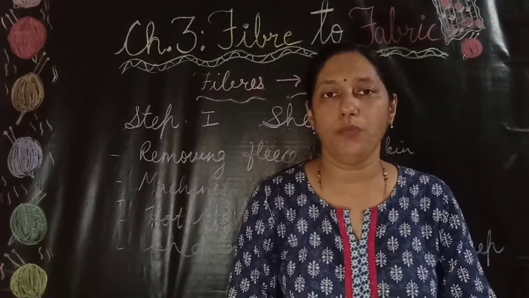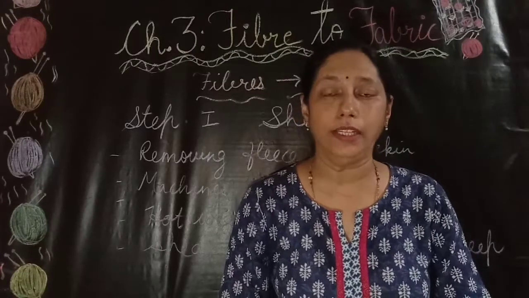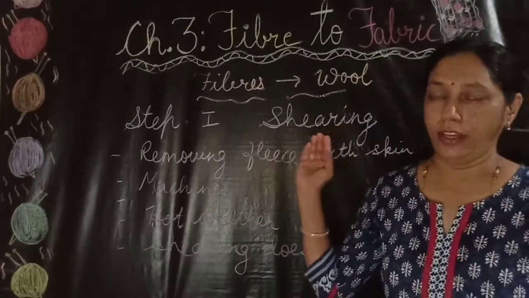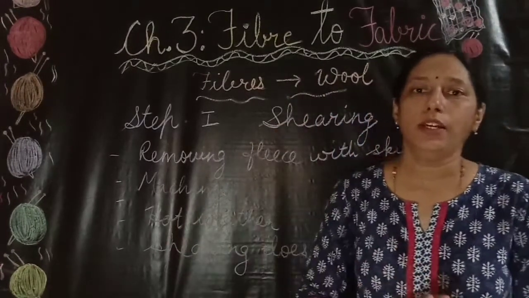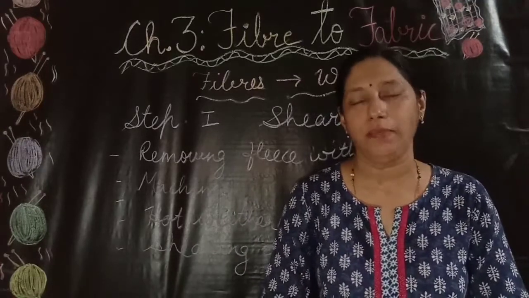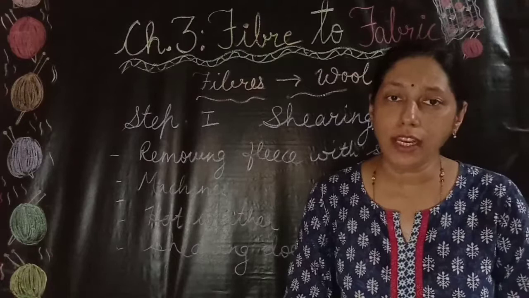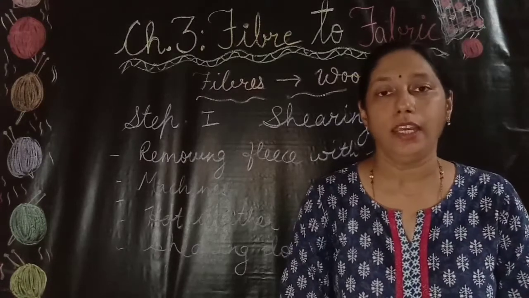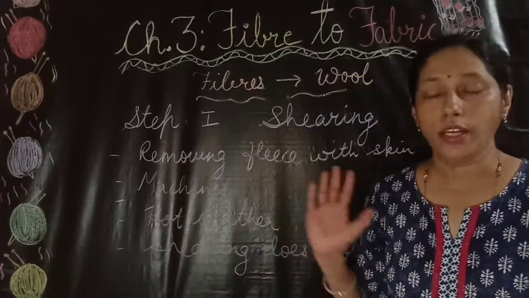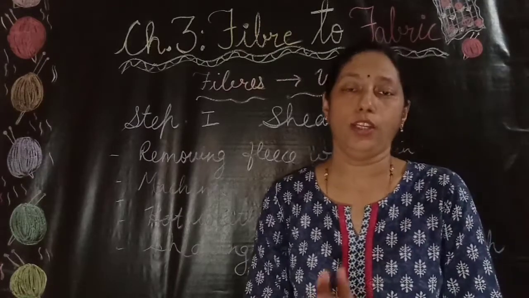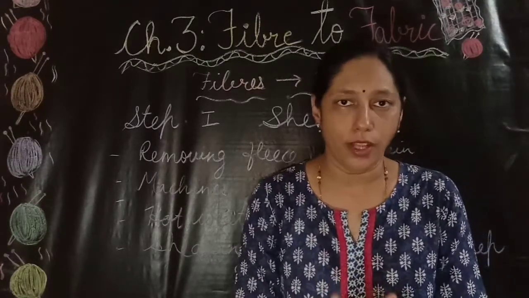The fleece of the sheep along with a thin layer of skin is removed from the body. This process is called shearing. This shearing is done using machines which are similar to the machines used by barbers. Generally shearing is done during the hot season. Why is it so? Why is shearing done in the hot season or hot weather?